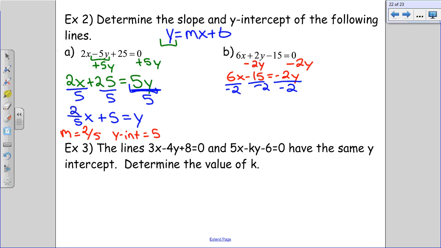6 divided by negative 2 is negative 3x. Negative 15 divided by negative 2 is plus 7.5. And now y is by itself. If you left 15 over 2 as a fraction, that's okay too.